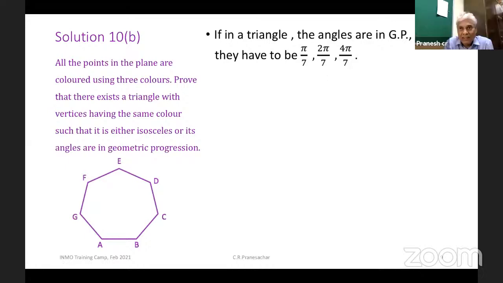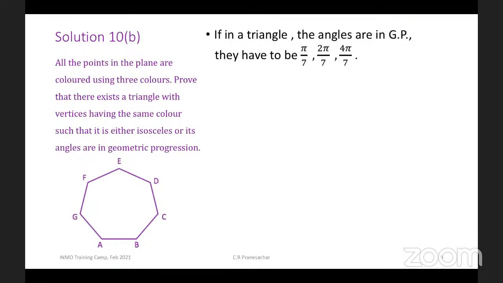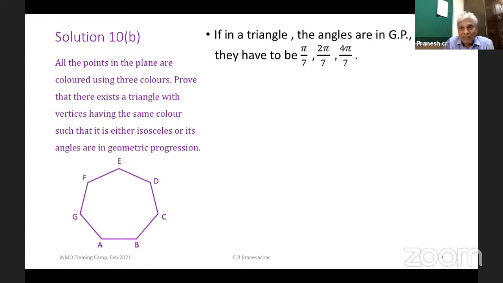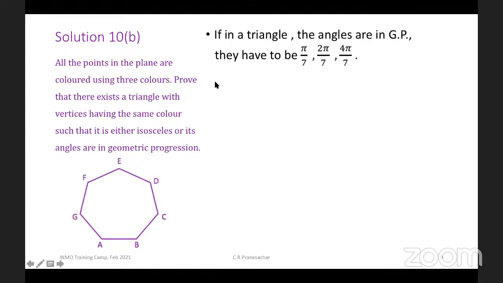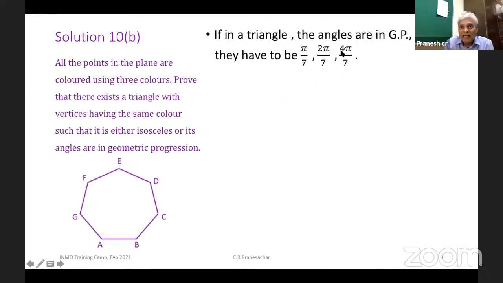No, not necessarily. They can be 60 degrees. Sorry, I say they have to be pi by 7, 2 pi by 7, 4 pi by 7 is wrong. I'm sorry about this condition. They need not always be these 3. Okay, we'll choose a triangle with these angles. This is just one set of angles.